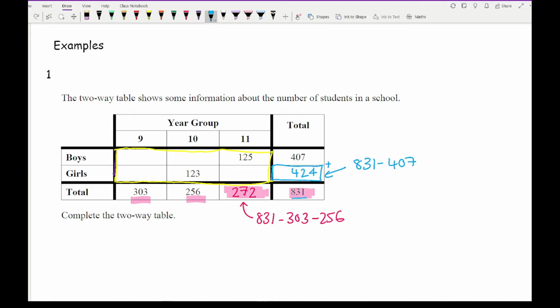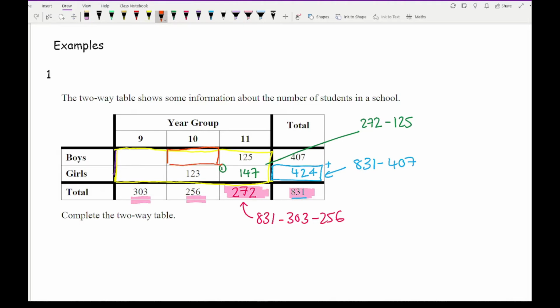Now once I've got my totals, I can then try and use those totals to work out what these missing 4 numbers are going to be. Now there may be only one way of doing this. So for example, I can work out this one, not a problem, because 125 plus something equals 272. So to work out this number here, what I need to do is 272, so the total, take away the number that I know. So I do 272 take away 125, and that gives me 147.